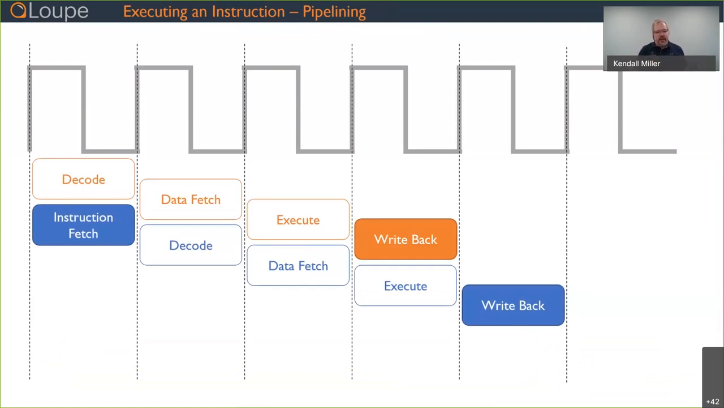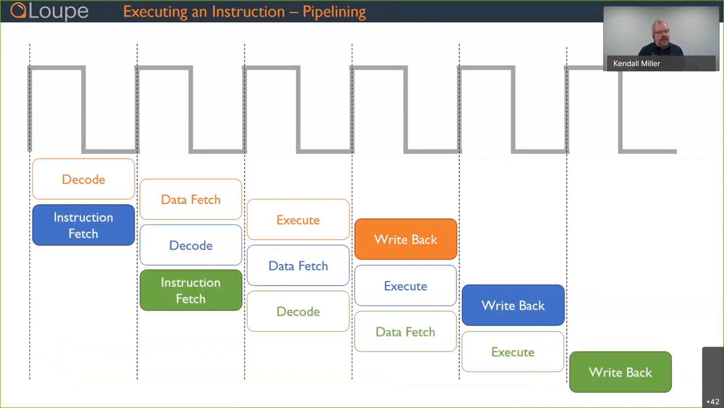So for example, you see here how this layers up, where we fetch an instruction and then that work goes on into the decoder. But once that goes into the decoder, we start fetching the next instruction.